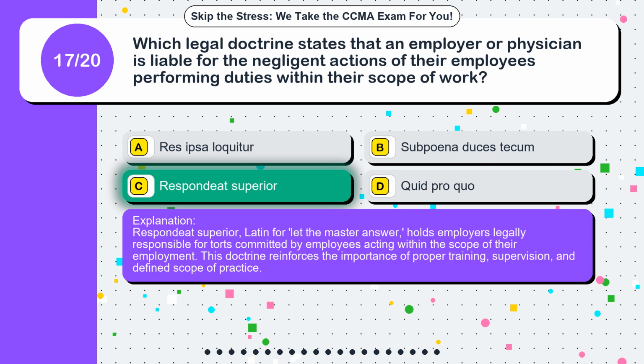Respondeat superior, Latin for let the master answer, holds employers legally responsible for torts committed by employees acting within the scope of their employment. This doctrine reinforces the importance of proper training, supervision, and defined scope of practice.